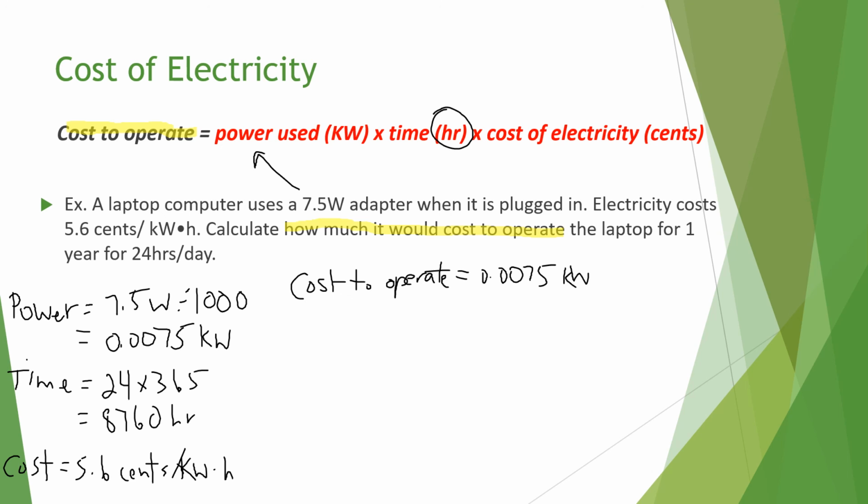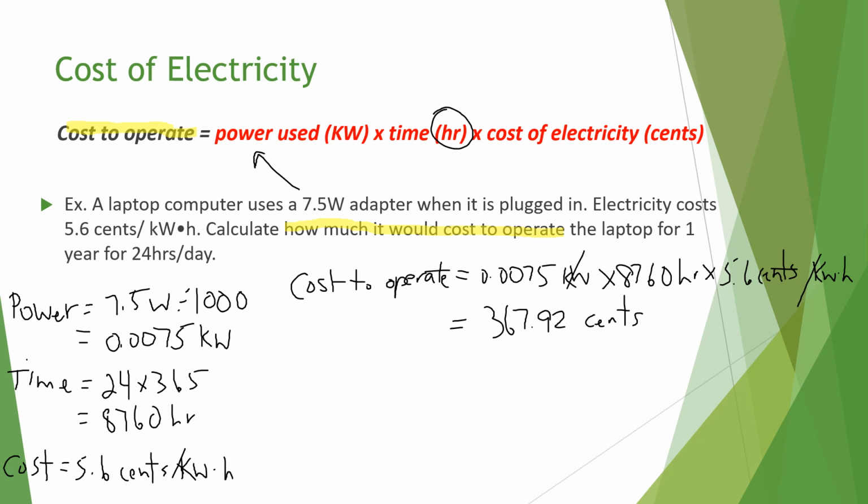Times hours, which is 8,760 hours, times cost, which is 5.6 cents per kilowatt hour. Okay, so you're going to plug that all into your calculator: 0.0075 times 8,760 times 5.6, and you would get 367.92 cents.